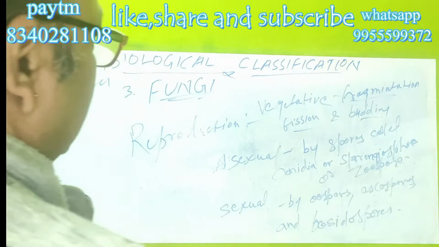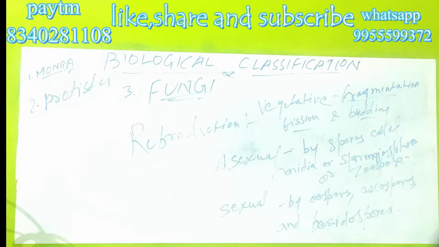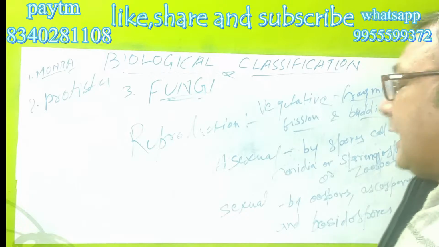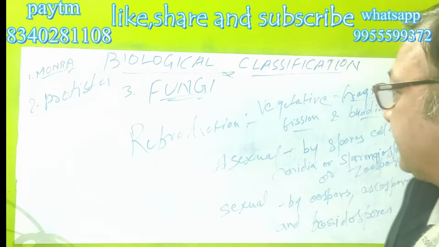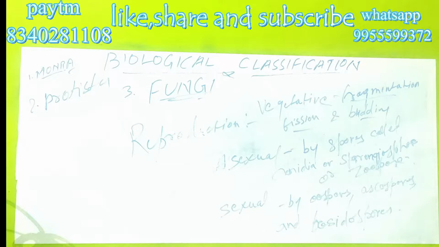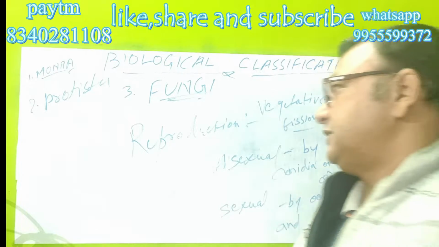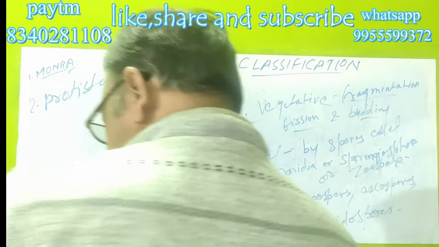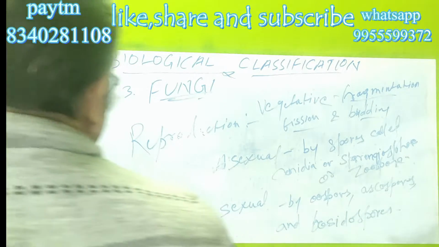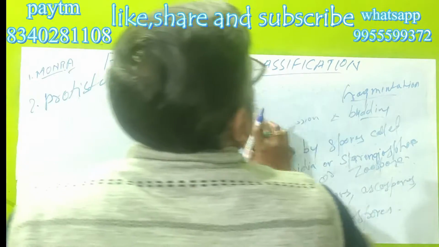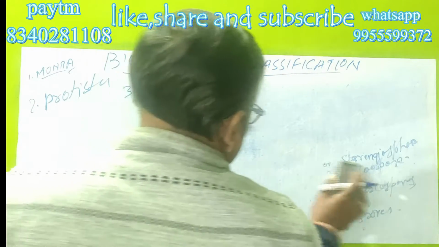So reproduction in fungi is vegetative, asexual and sexual, all three types. In vegetative there is fragmentation, fission, and budding. Asexual is by spores called conidia, sporangiospores or zoospores, and sexual reproduction is by oospores, ascospores, and basidiospores. This is how the fungi can reproduce. I am showing this through a diagram which will make it easier to understand.